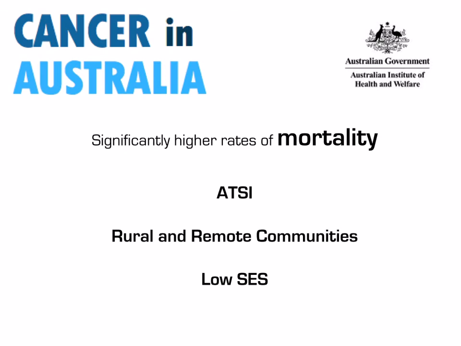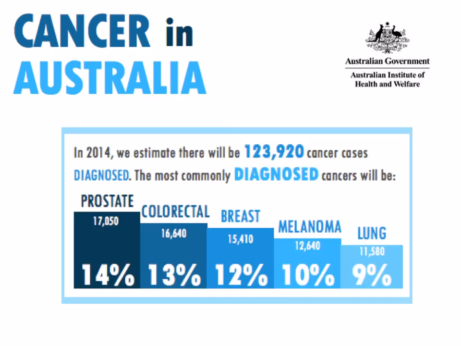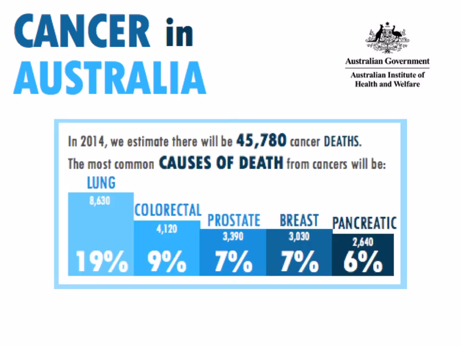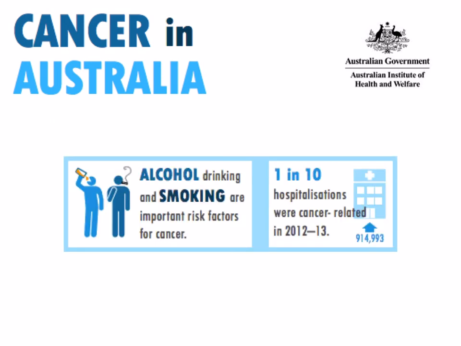There are significantly higher rates of mortality for Aboriginal and Torres Strait Islander peoples, rural and remote communities, and people from low SES backgrounds. In 2014, the most commonly diagnosed cancers include prostate cancer in males, colorectal cancer or bowel cancer, followed by breast cancer in females, melanoma, which of course is a form of skin cancer, and lung cancer. These are the most commonly diagnosed cancers. However, when it comes to causes of death, lung cancer is the most common cause of cancer death, followed by colorectal or bowel cancer, prostate cancer and breast cancer coming in at 7%, and pancreatic cancer at 6%.